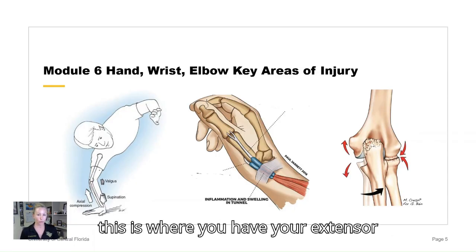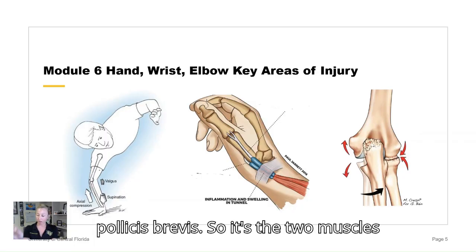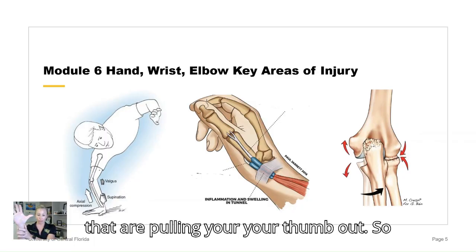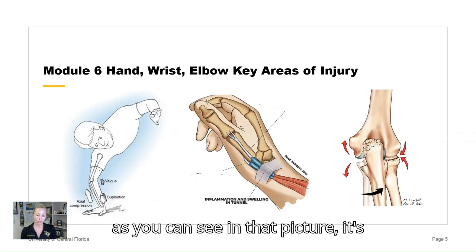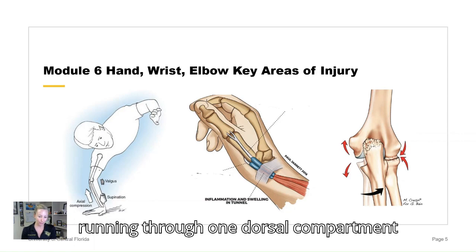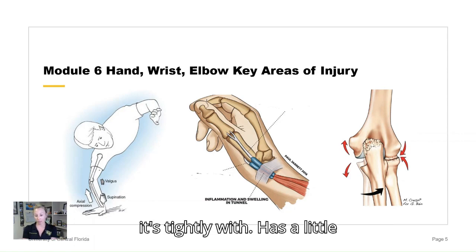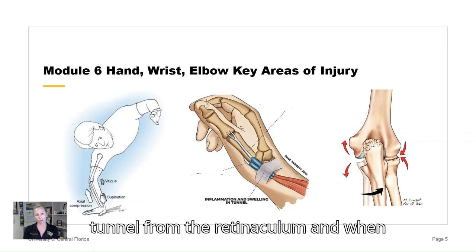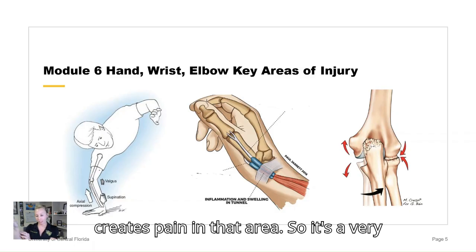And so this is where you have your extensor pollicis brevis and your abductor pollicis brevis. So it's the two muscles that are pulling your thumb out. So it's abducting and extending back. And as you can see in that picture, it's running through one dorsal compartment there, the first dorsal compartment, and it has a little tunnel from the retinaculum. And when those muscles get really swollen, that creates pain in that area.